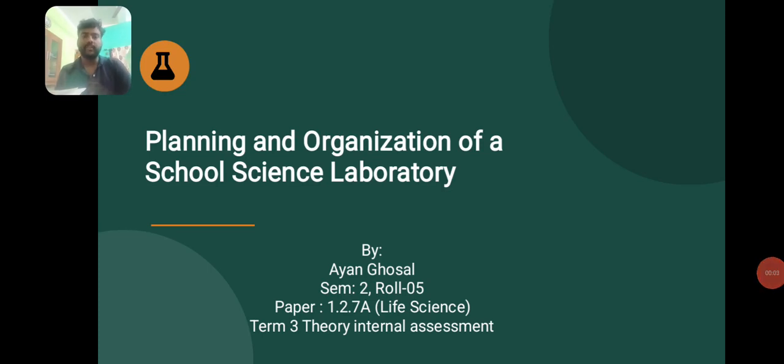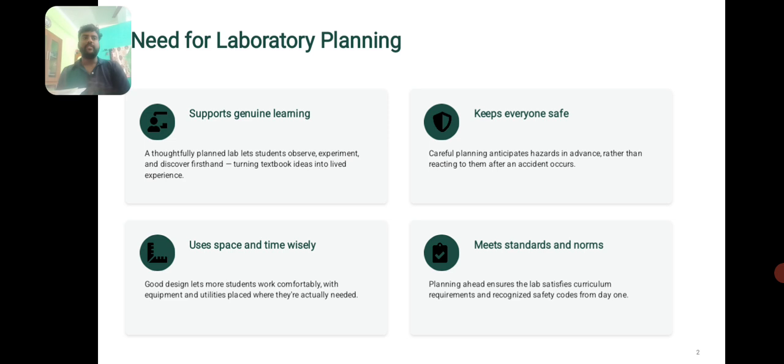Today I'm going to present my PPT topic on planning and organization of a school science laboratory. First of all, why do you need a well planned laboratory? First, it supports genuine learning, as it takes science out of the textbook curriculum and brings it to life.